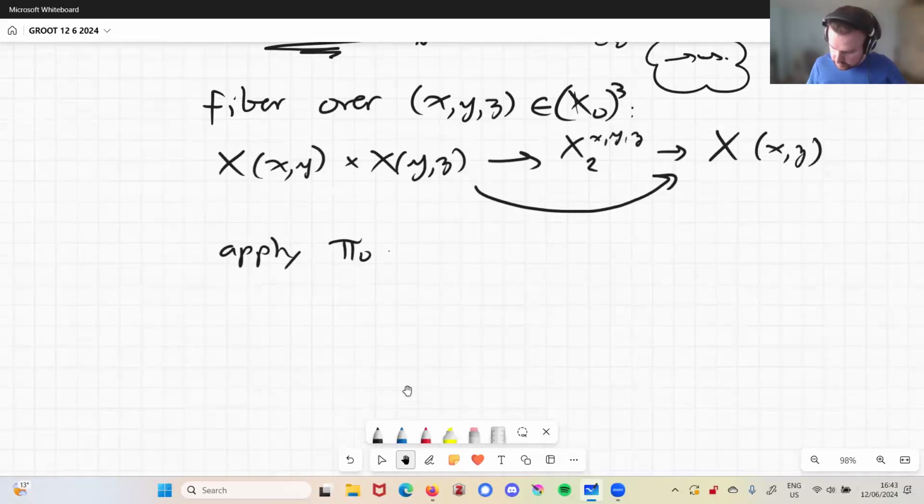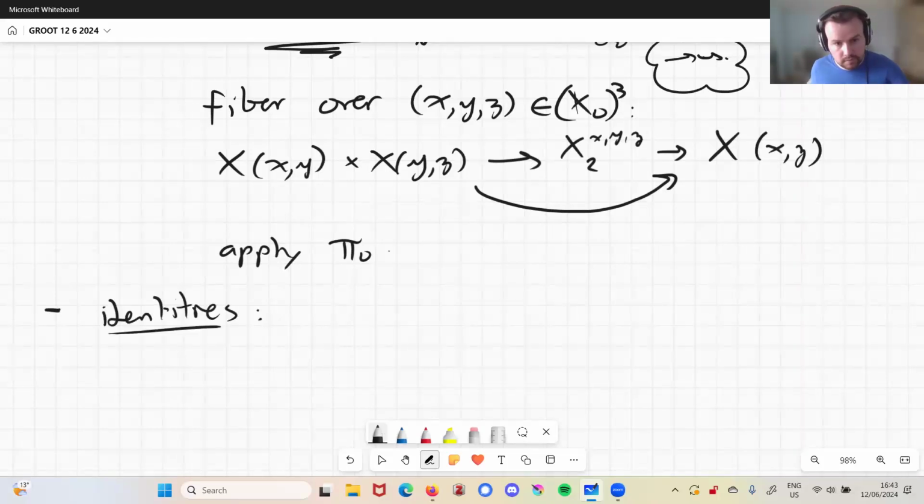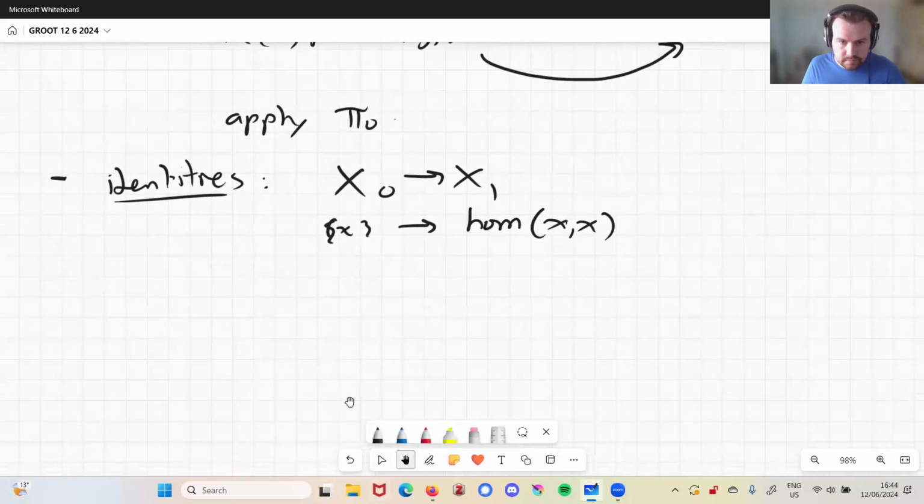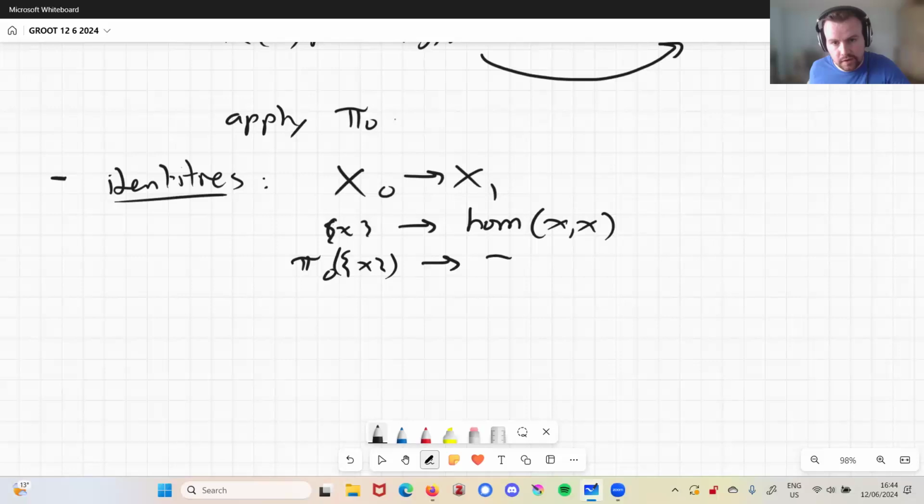Okay. And finally, just to quickly note how to do identities. You have a nice map from x0 to x1, the degeneracy map. You fiber this over an object. You get, for some x, a map into hom of xx after applying pi 0. And that's your identity, right? It identifies a particular element. Okay. I guess maybe to write this out for people who are writing stuff out, what I actually mean here is that pi 0 of x to pi 0 of x, right?